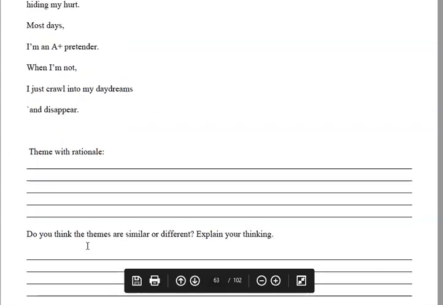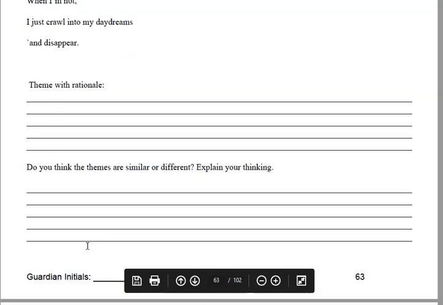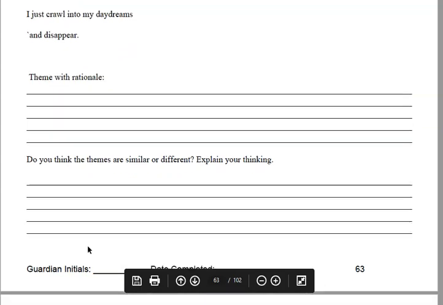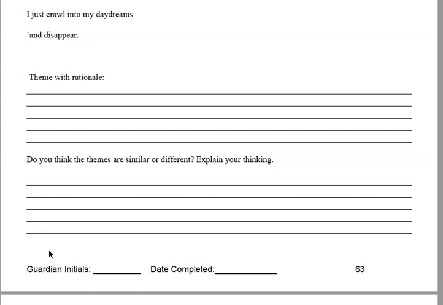So again, I want you to think of the themes. Do they have something in common? Do they not? They're from the same story, so they may. So theme with rationale, and then here, do you think the themes are similar or different, and explain your thinking. If you need more writing for this, please just find any space necessary. I want you to really think about it. Yes, one's more positive, one's more negative, but think about what the theme is. Think about what they're really truly trying to tell you. Pull out those keywords, okay?